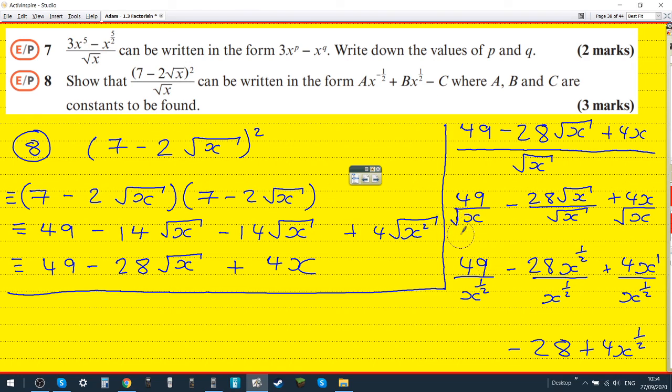Any idea how you write the first one? Because there's no x on the top. You need it as 49x to the power of something. So kind of up the top instead of on the bottom. Any idea what that would be? 49. I don't know. Minus a half.